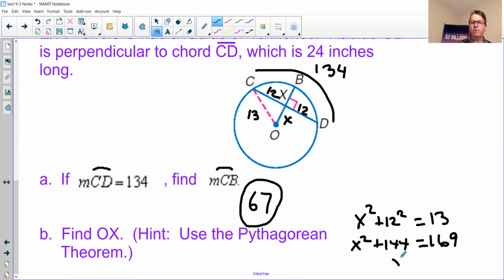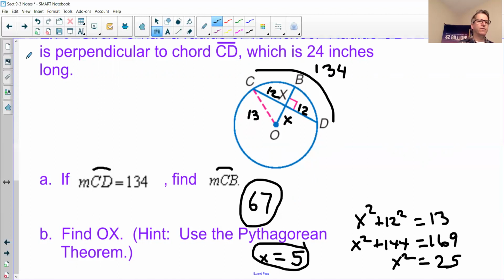Subtracting 144 from both sides, you have x squared is equal to 25, and x is 5. You could also use your Pythagorean theorem triple, which is 5, 12, and 13. Okay, moving on to example 4.